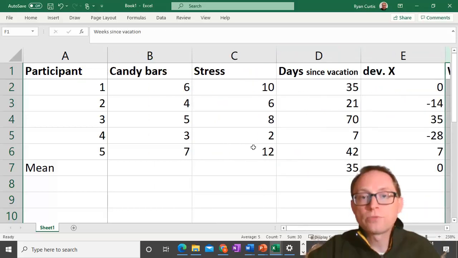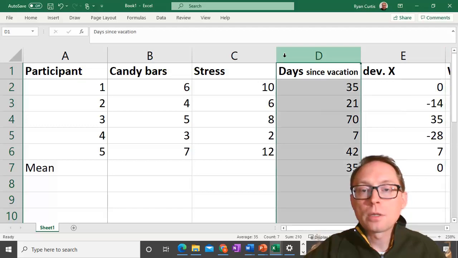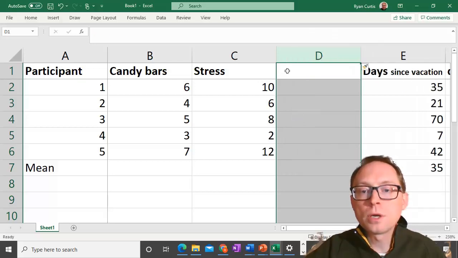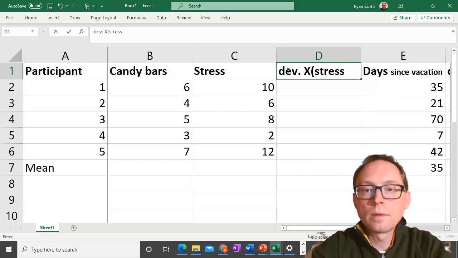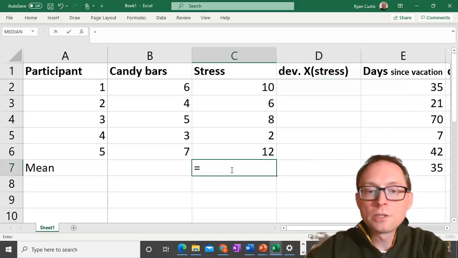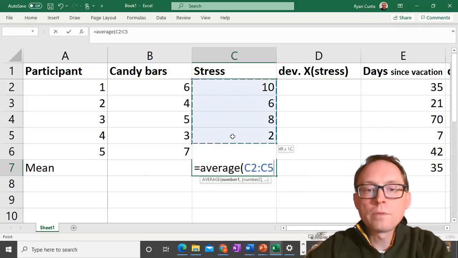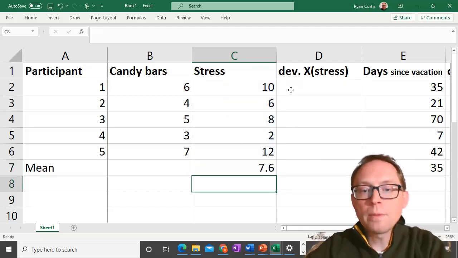All right, to find the covariance of stress and weeks, the first thing we need to do is make sure that we get our deviation. In this case, stress is going to be X and weeks is going to be Y. So I'm going to insert this. Okay, if X is stress, then these are the deviations for each of these. And so I need to get the average, which is the mean. I need to get the mean of stress for everybody, and that's 7.6.